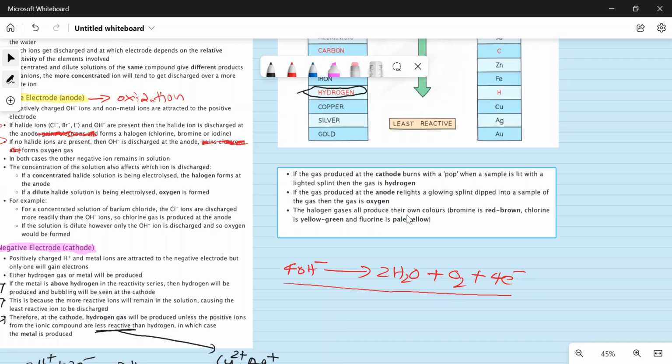So they would ask how you identify the produced gas. If hydrogen is coming, you can put a lighted splint. That lighted splint will make a squeaky pop sound. If that's so, that gas will be hydrogen.